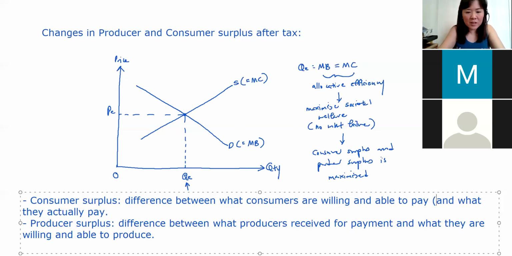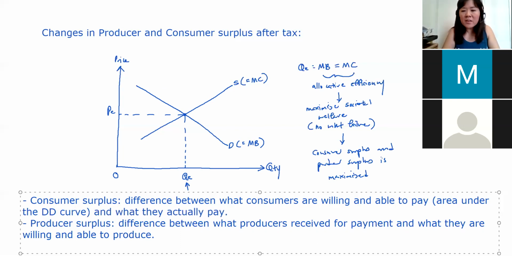I'll just write this down. Area under the demand curve, and what they actually pay, which is of course price times quantity.